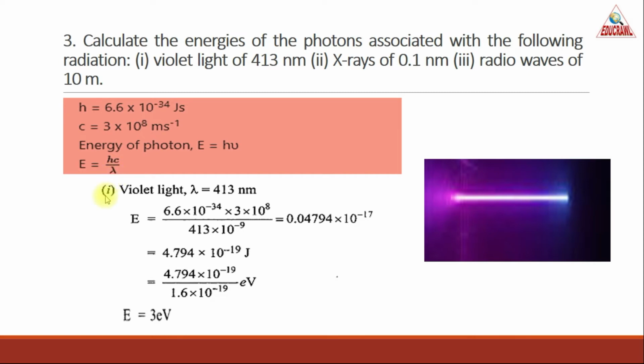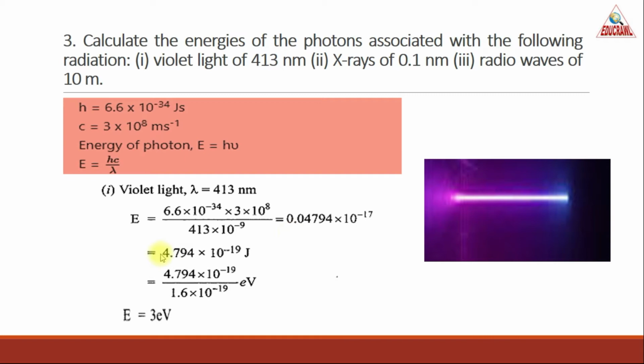First we will find the energy of the photon associated with violet light. For violet light, lambda is given as 430 nanometer. Hence E is equal to hc by lambda. Substituting the data, we get 6.6 into 10 power minus 34 into 3 into 10 power 8, the whole divided by 430 into 10 power minus 9.